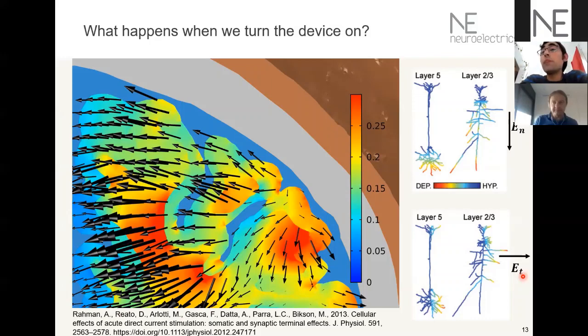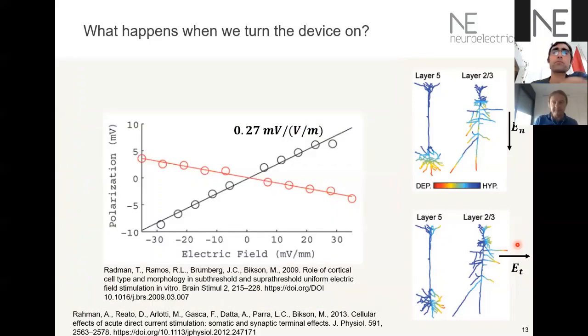Another potential mechanism for action is through other components of the electric field. For instance, the tangential component of the electric field will affect components of the neurons that are aligned with this electric field, in this case, axon collaterals. And this is also described as one possible mechanism that might influence transmembrane potential.